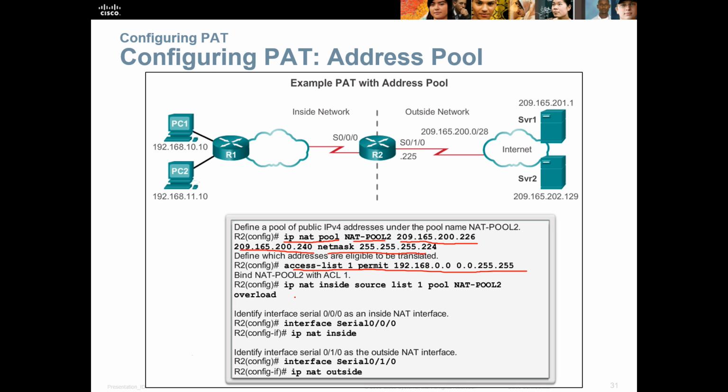Third step, map our source list and our pool. That way we know what addresses can access that pool. Lastly, we apply NAT to our interfaces, inside and out.